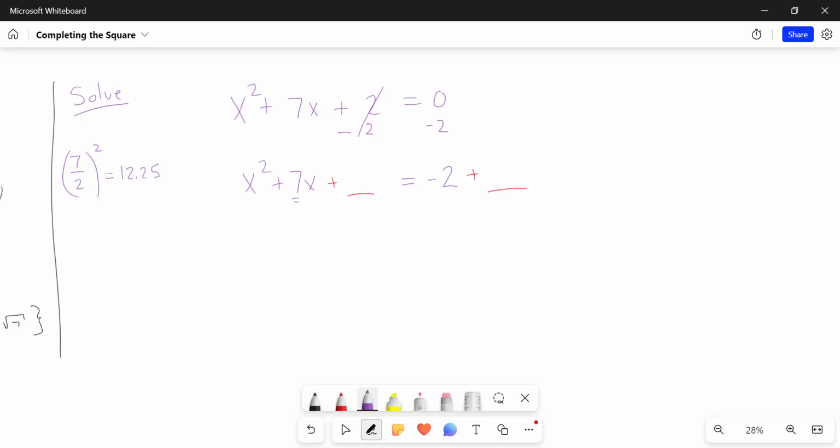I'm going to use that for this particular problem. So I'm going to add 12.25 to both sides. I'm going to contrast that with fractions in just a second so you can see the difference.